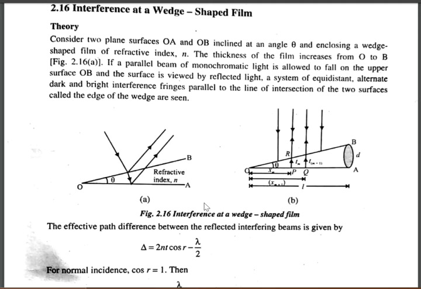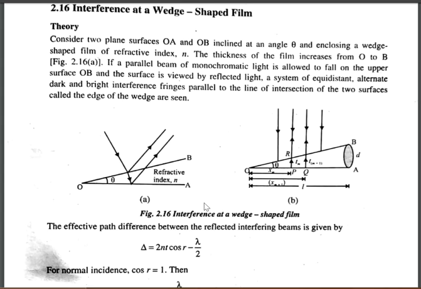Now I will welcome you to the fourth class on interference of light. In the last class we discussed up to interference at a thin film for reflected light and also for transmitted light. We have worked out the conditions for maxima and minima. In this fourth class, let us discuss how interference takes place at an air wedge. So your next heading is interference at a wedge shaped film.